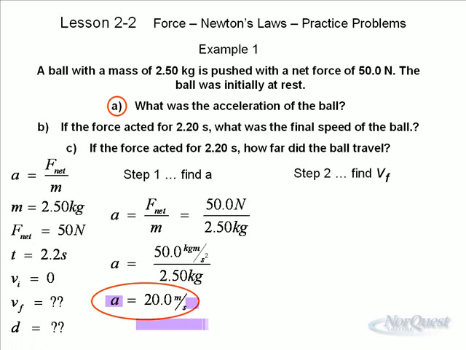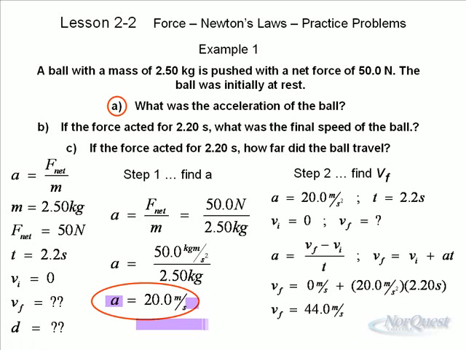Okay, now that we know the acceleration, we could use it to solve for the final velocity, given that the acceleration is 20 meters per second squared, the time is 2.2 seconds, the initial velocity is 0. Which equation could we use to solve for final velocity? Well, most likely that first kinematic expression that we derived earlier on, isolated for Vf. And Vf is equal to Vi plus at, or 0 plus 20 times 2.2.